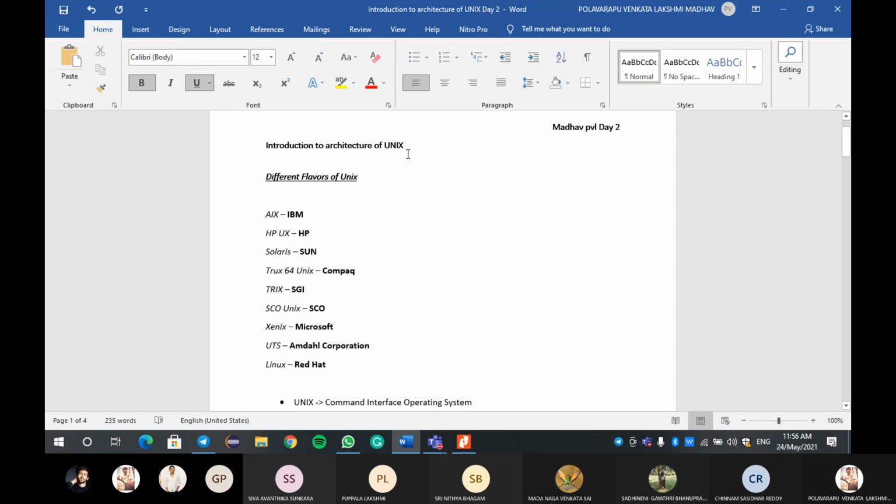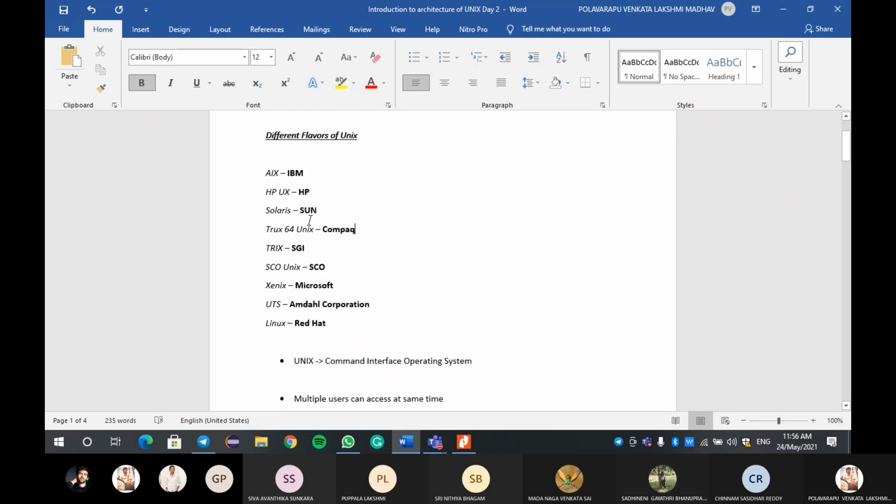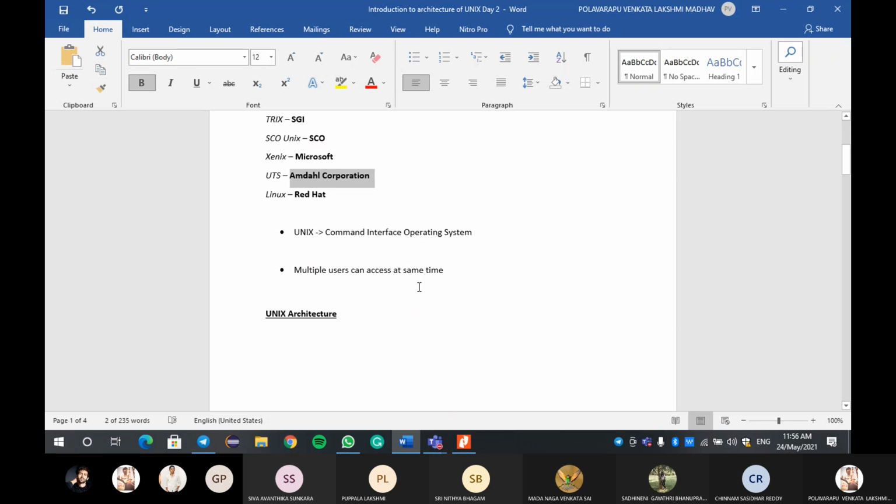But as Unix is open source software, many companies are trying to use it for their own purpose by making some changes in it. The original name was Unix operating system, but it was turned into AIX, HPUX, Solaris. These are some of the names invented by these companies or industries.